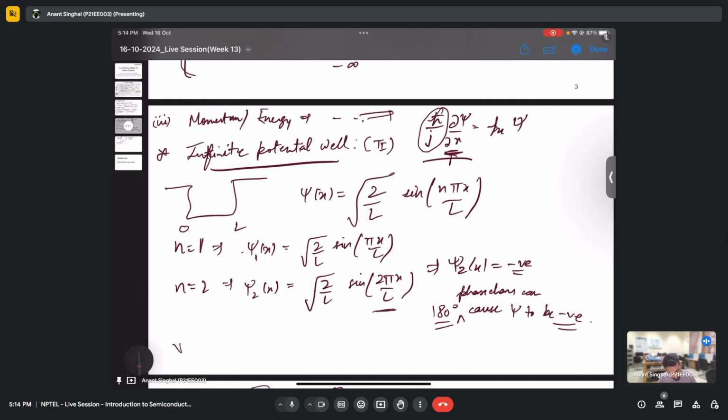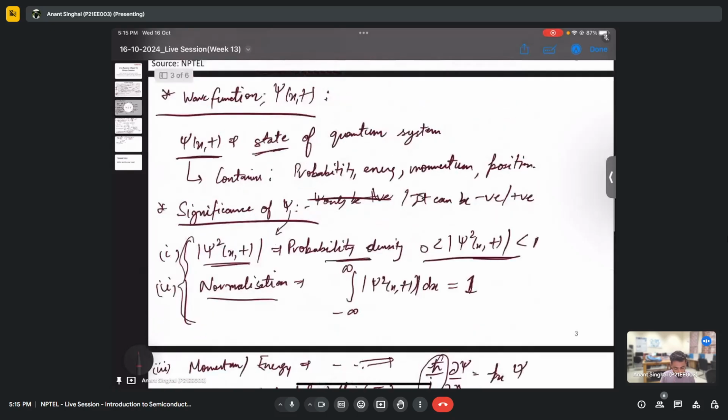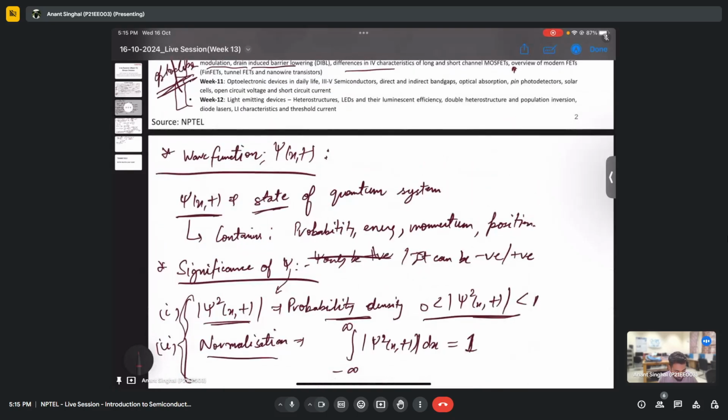If you want to see more about this, you can watch a quick YouTube video of a coupled quantum well. In this, we see two wells having finite potential, and because of one well we have certain disturbance or interference between the wells and the barrier. It can be like this also, based upon the conditions. So if you want to know more, you can see a quick video on a coupled quantum well. I hope this clears the doubt about the wave function being negative. Is it fine?